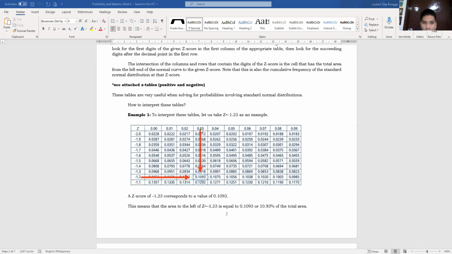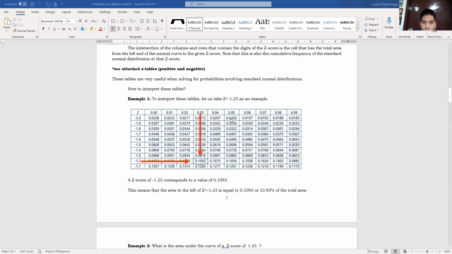At the top there are numbers from 00 to 09. The last digit here is 3, so we look at 0.03. If we combine negative 1.2 and 3, the intersection of this column and this row is our value. So the value for z equal to negative 1.23 is 0.1093.